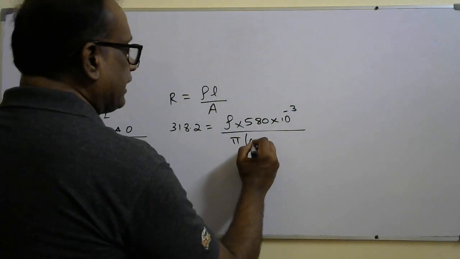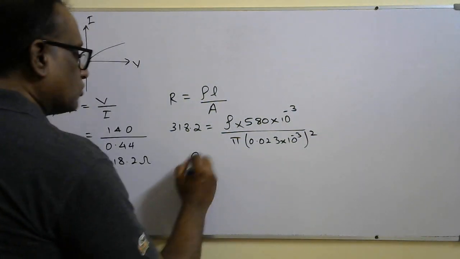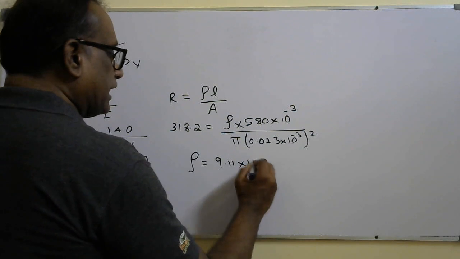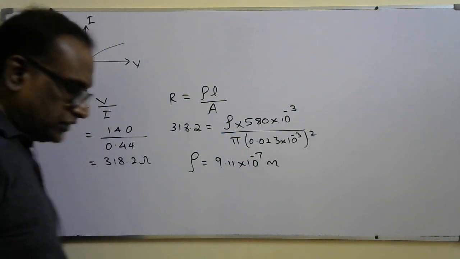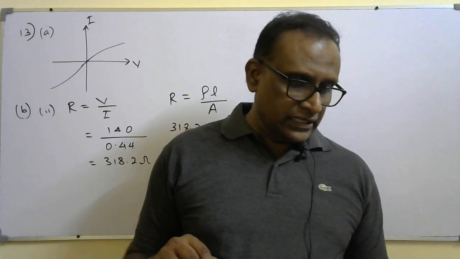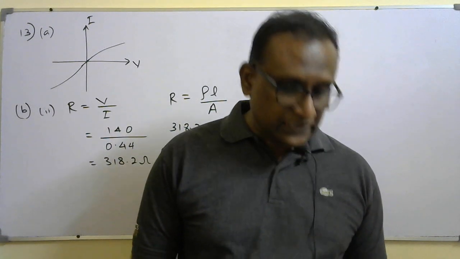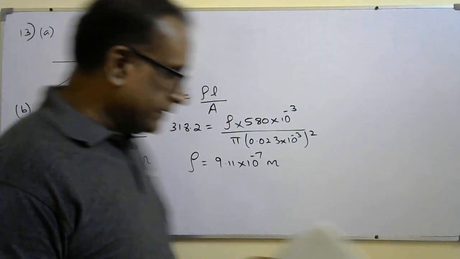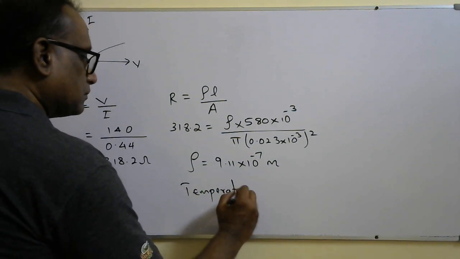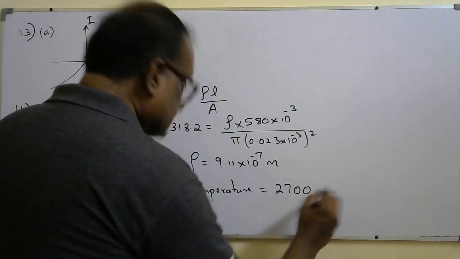r is 0.023 × 10^-3, all squared. So ρ you will get 9.11 × 10^-7 ohm meter. When you compare it with the table given, 9.11 is closer to 9.04 × 10^-7. That is the fourth column in the table. So the temperature will be equal to 2700 Celsius.